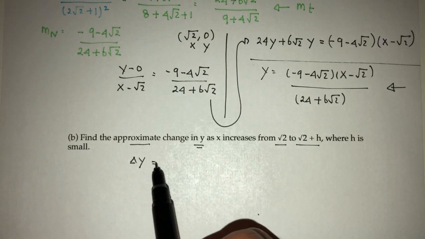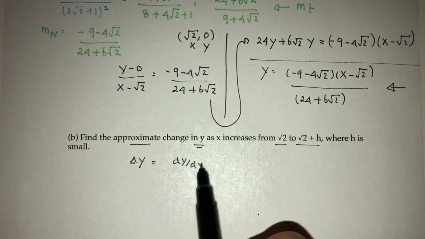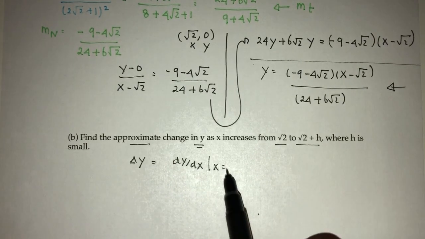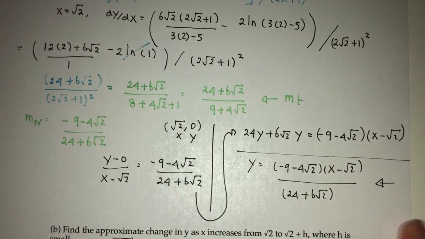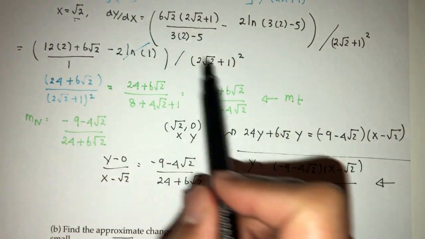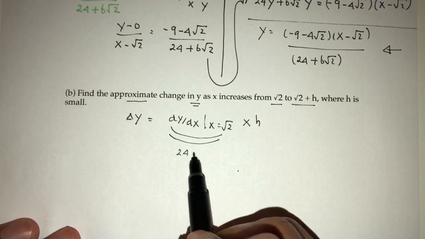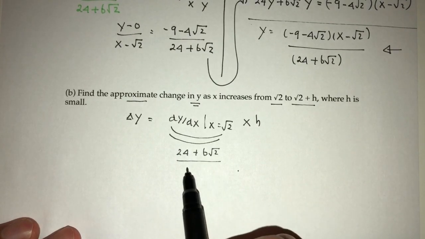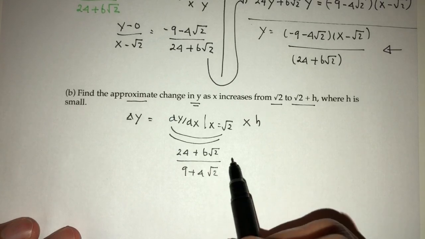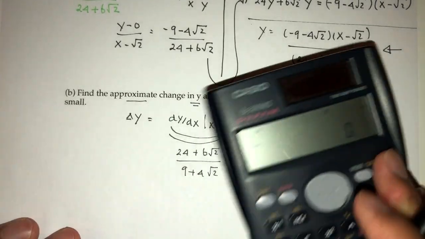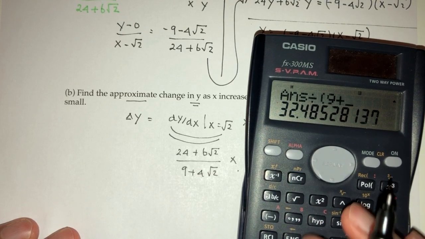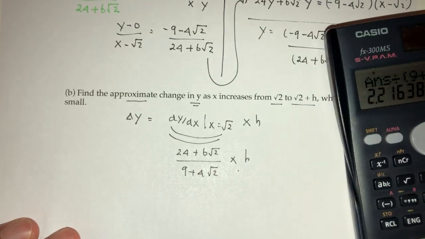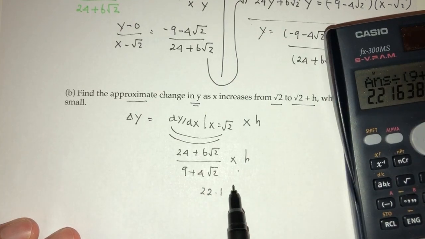The change in y is equal to dy by dx when x equals this value times the value of h. So this was found already. It is equal to this, so this became this value. So you have 24 plus 6 root 2 over 9 plus 4 root 2 times h. Now of course you can just simplify this on your calculator. Something about 22 something h.